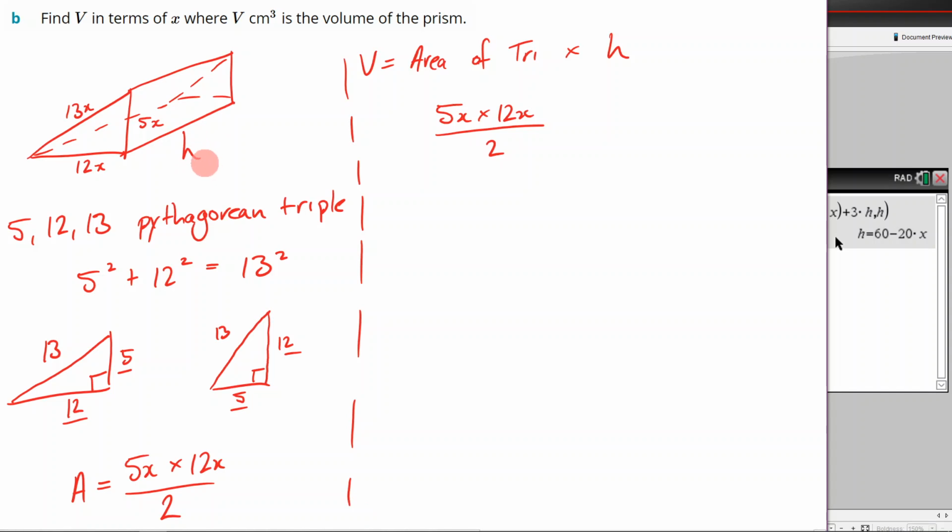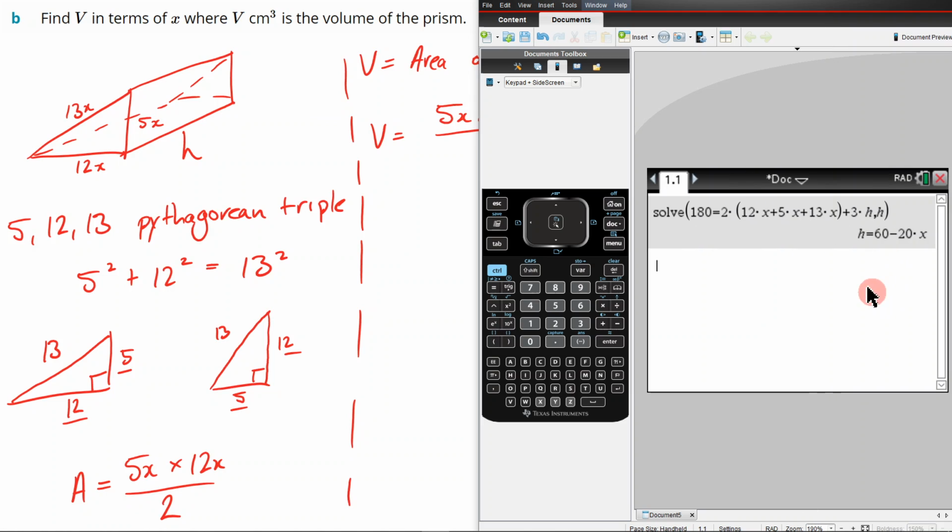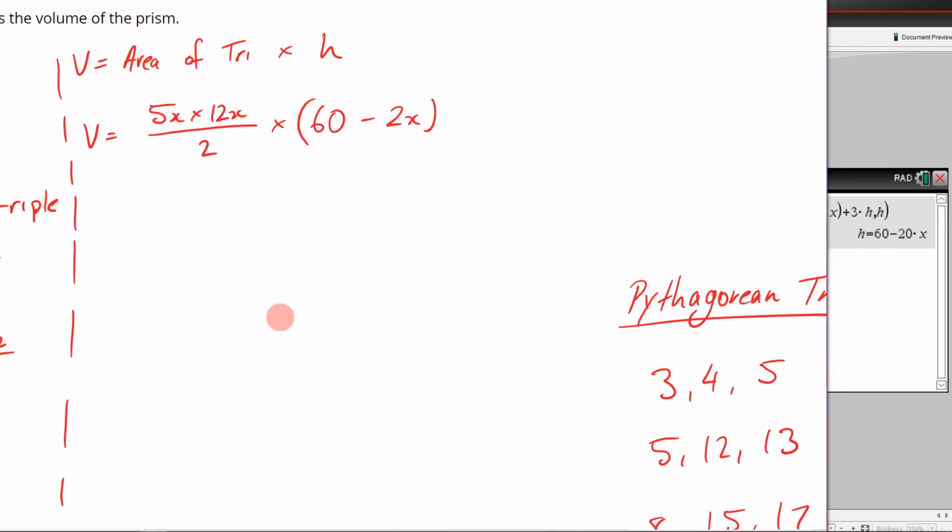We'll then times that by h. And we know what h is, don't we? We found that up above. h was 60 minus 2x. Make sure you put that in brackets. All right, we come over here and let's just type in what we have here.